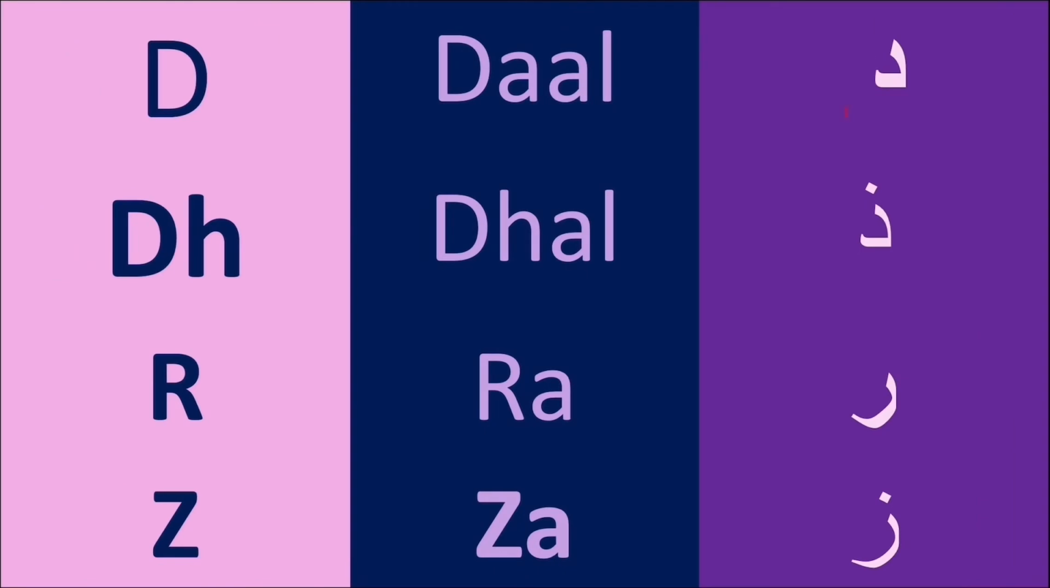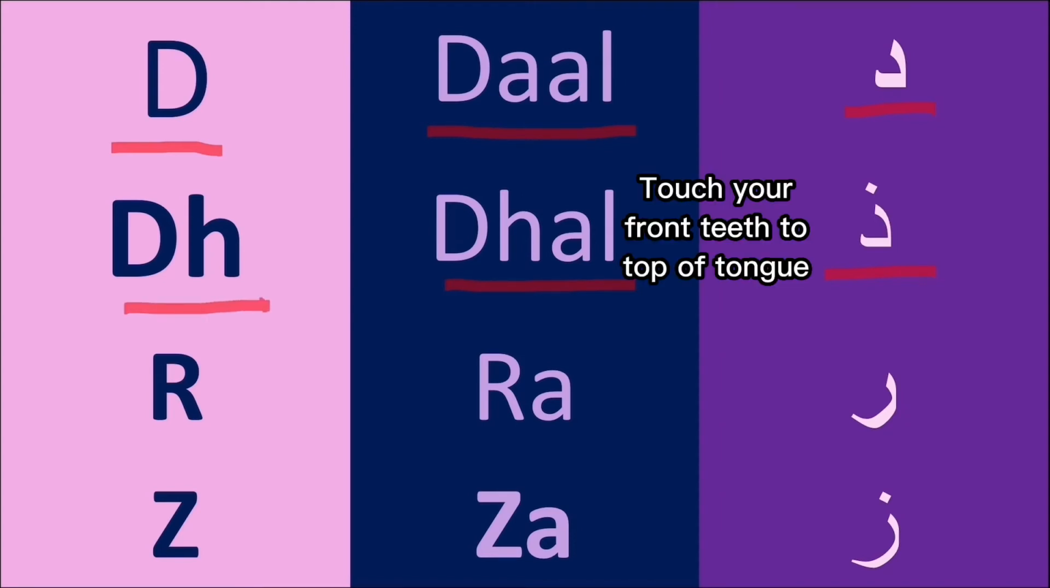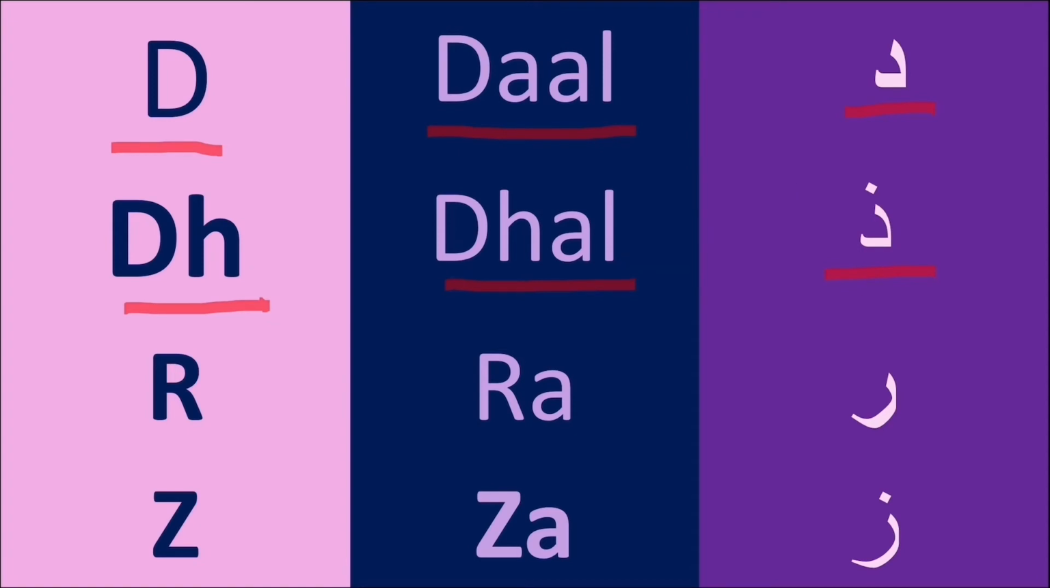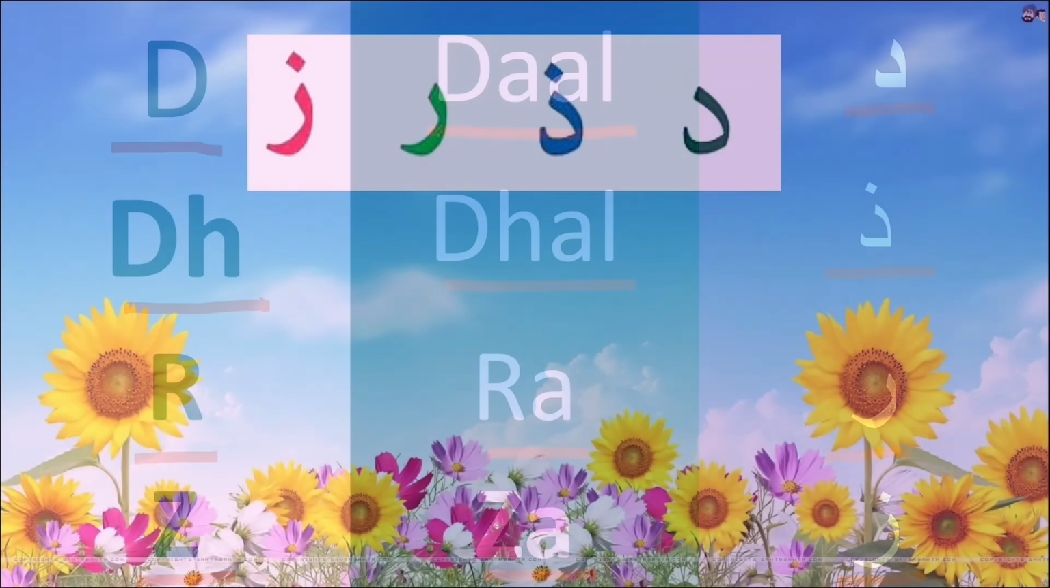Next letter is Dal. How to read it? Dal. It sounds like D in English. Okay. Next is Zal. Zal. It sounds like DH in English. How to pronounce zal? Hold your tongue between the upper teeth and bottom teeth and then say zal. Okay. Next is ra. Ra. It sounds like R in English. Then za. Za. It sounds like Z in English.